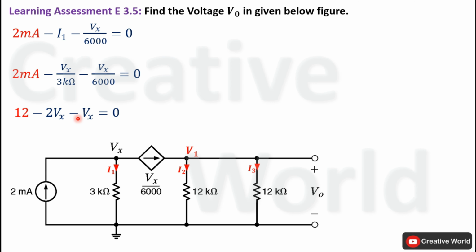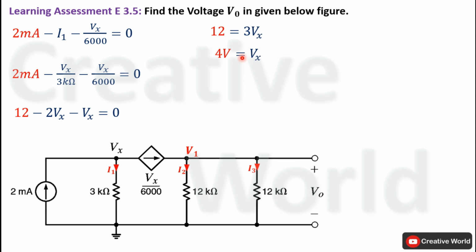Add minus Vx and minus 2Vx together because both have same variables. So their sum will be equal to minus 3Vx, and in order to make it positive, place minus 3Vx on the other hand side of equal. The equation will become 12 equal to 3Vx. Here we can calculate the value of voltage Vx by dividing on both sides with 3. So the value of voltage Vx will become 4 volt.